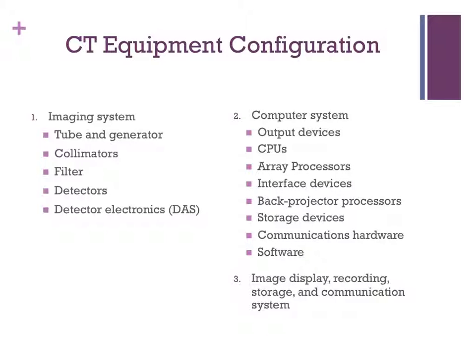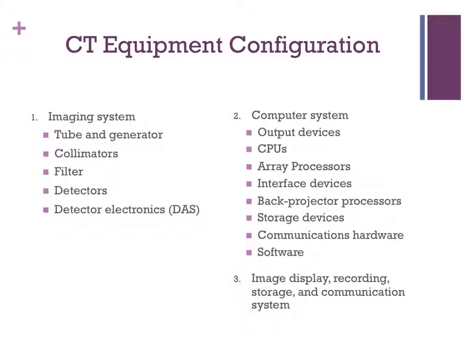Major components of an imaging system are the X-ray tube and generator, which is responsible for X-ray production, collimators, which help define slice thickness and restrict the X-ray beam, the filter, which protects the patient from low-energy rays and ensures beam uniformity at the detectors, which capture X-ray photons and convert them into electric signals, and also detector electronics.